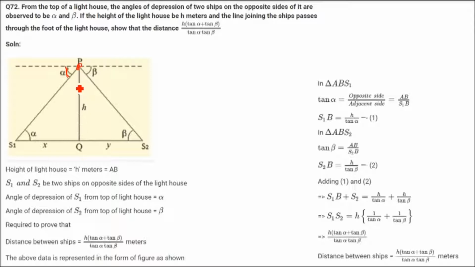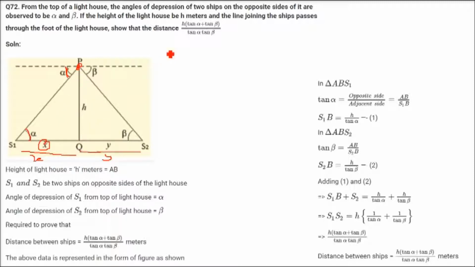The height of the lighthouse is h meters, so this is the height h meters. And the line joining the two ships passes through the foot of the lighthouse. So the line joining here is passing through the foot of the lighthouse. We have to show that the distance between the ships is this one. So what we will do, we'll find out x, let it be x from here to here, and this will be y. So we'll add x and y, and then we'll say that this is the distance between them.